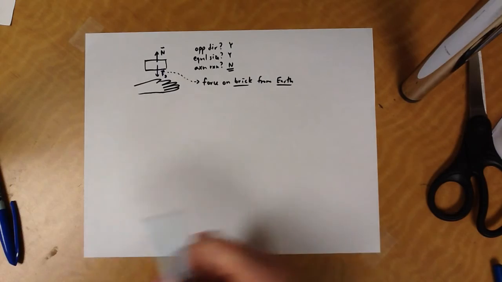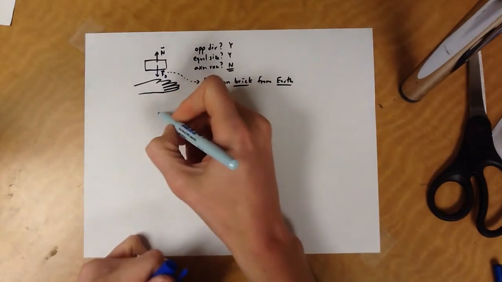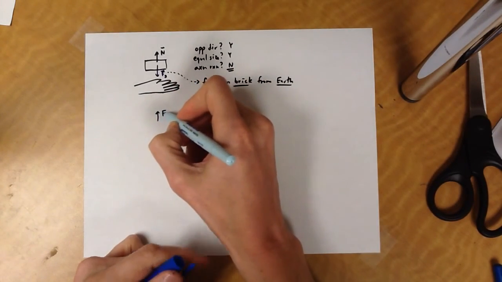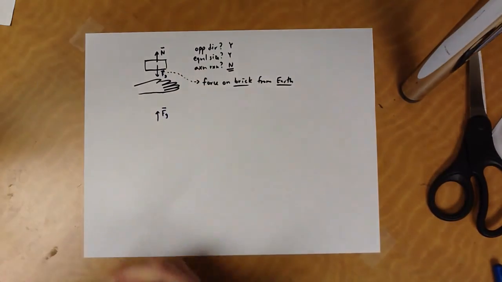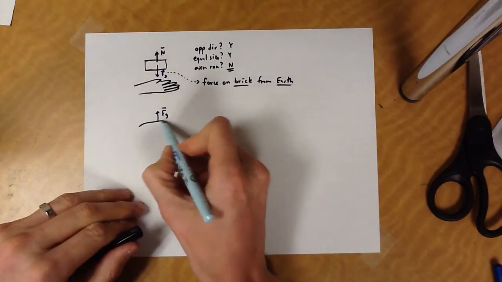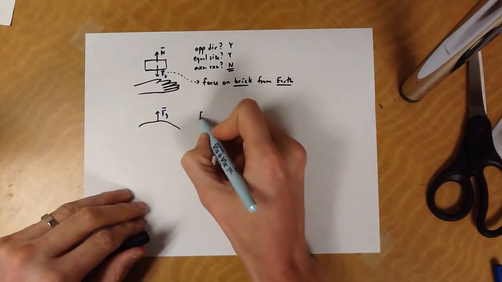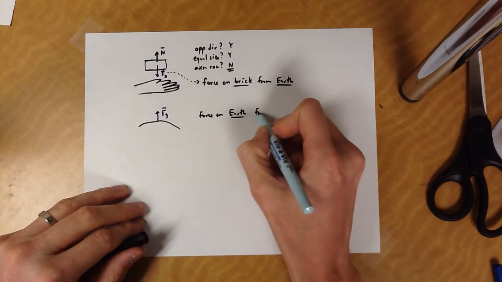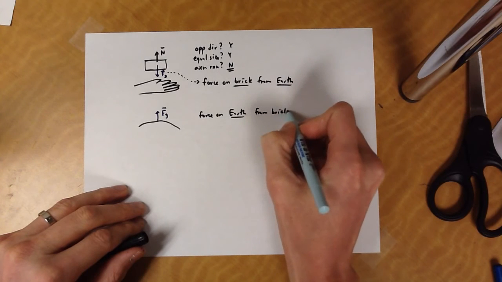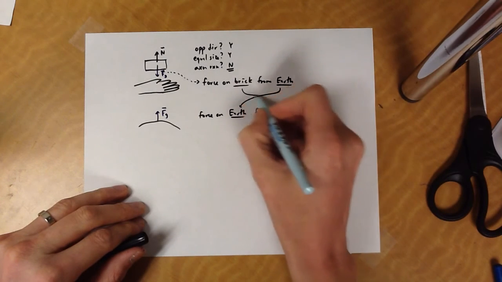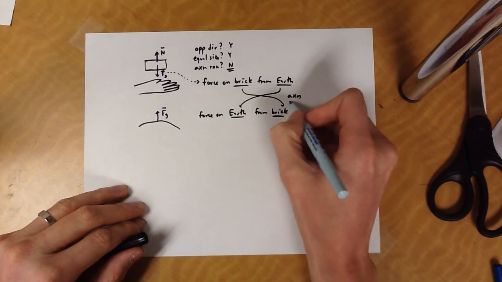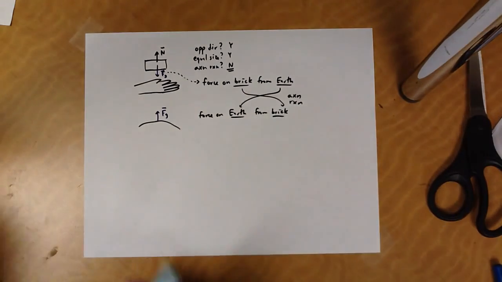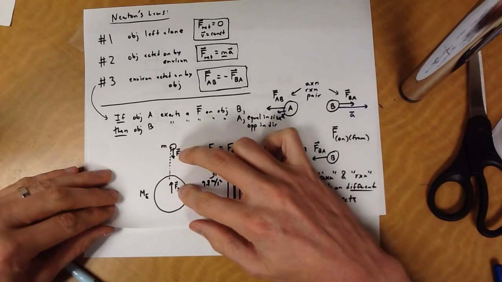So that tells us what's the action-reaction pair. There's a force upward on the earth. So this is the force on the earth from the brick. I just reversed the two nouns in the sentence. There's my action-reaction. By the way, it's the same action-reaction pair that I had here.